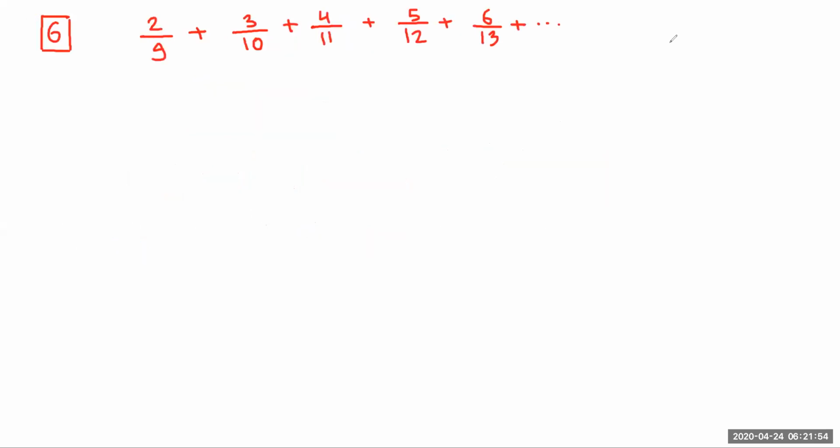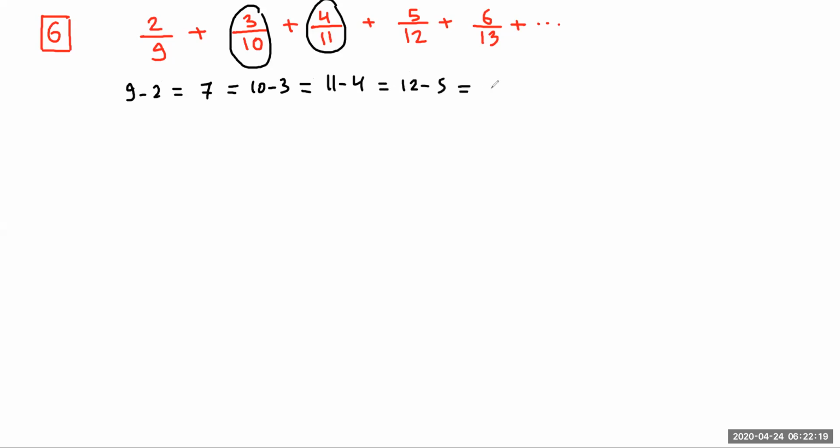Next exercise. Here I have 2 over 9 plus 3 over 10 plus 4 over 11. We remark that 9 minus 2 equals 7, and also equal to 10 minus 3. Here we have 10 and 3, and here we have 11 and 4. 11 minus 4, also 7. 12 minus 5, 7, etc.